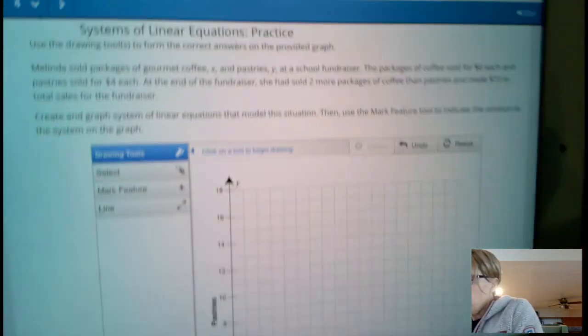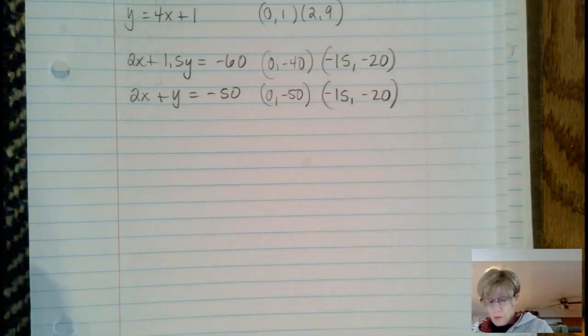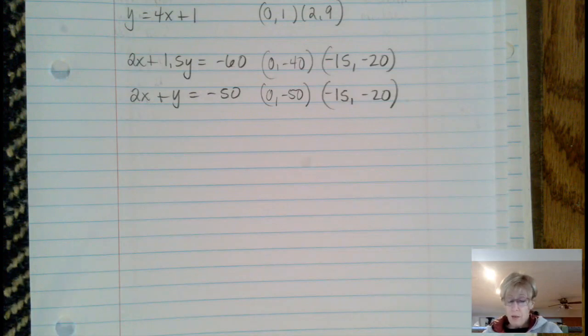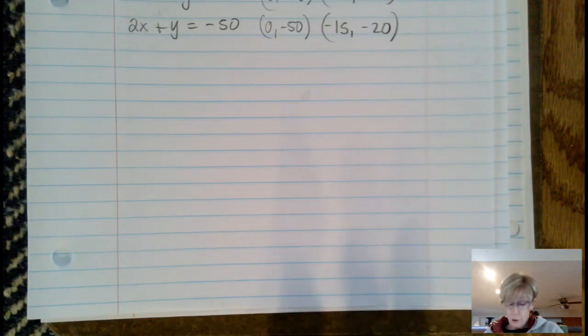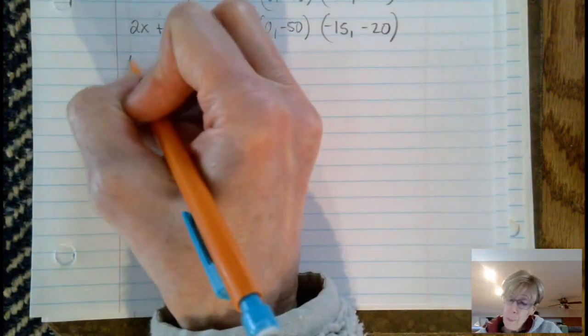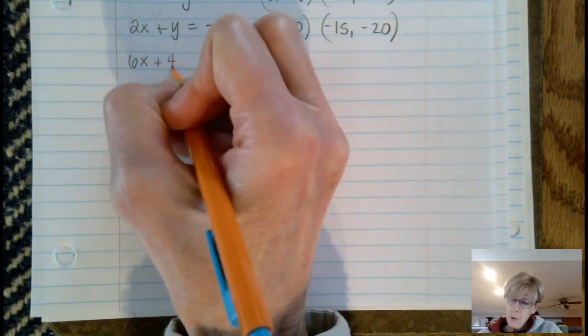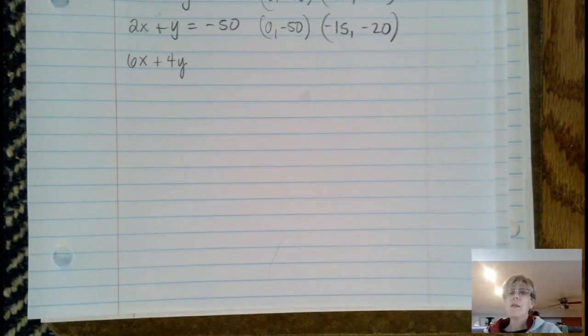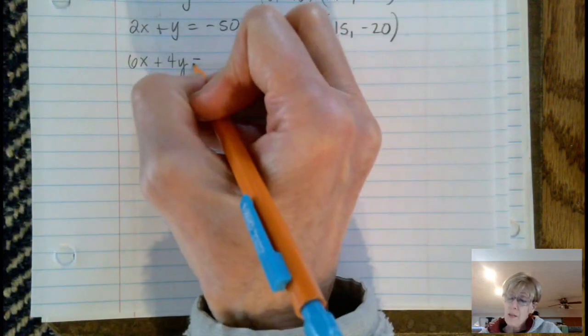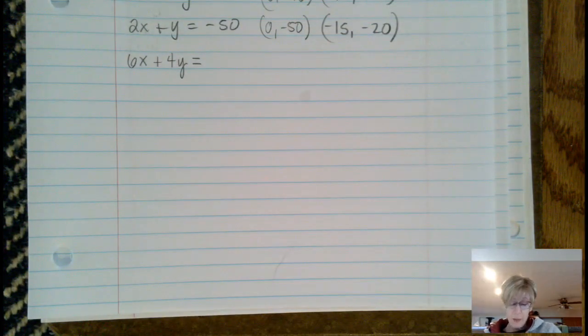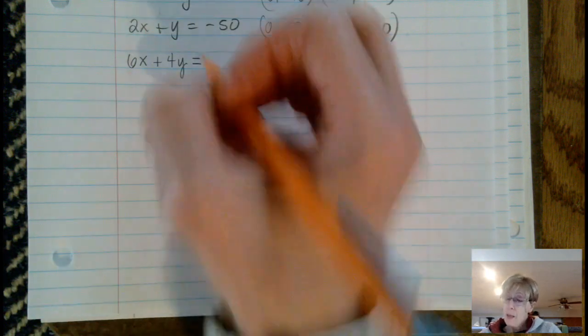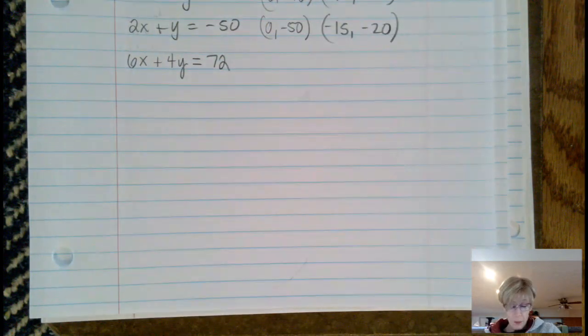So as I flip over here to my paper for a minute, once again, what it says is that she's selling coffee and pastries, and the coffee are the X values and the pastries are the Y values. And it says that coffee is $6 and the pastries are $4. And again, this is all money. So when we set this equal, we need to have it set equal to money. And it says at the end of the fundraiser, she had sold 2 more packages of coffee than pastries and made $72 in total sales. So there's the first equation.